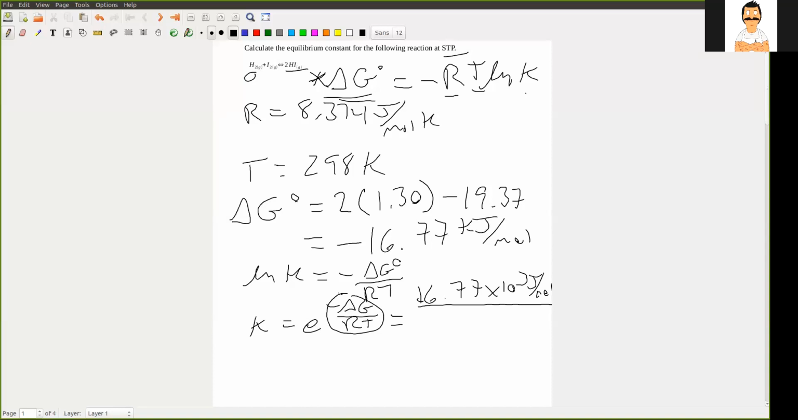So we have joules per mole, and then 8.314 joules per mole Kelvin. So our joules and moles have canceled, and then times 298 K. So the kelvins cancel, and we're left with 16.77 times 10 to the third divided by 8.314 times 298. So that gives you a K value of 870.2. And that's how you would solve using this equation here.